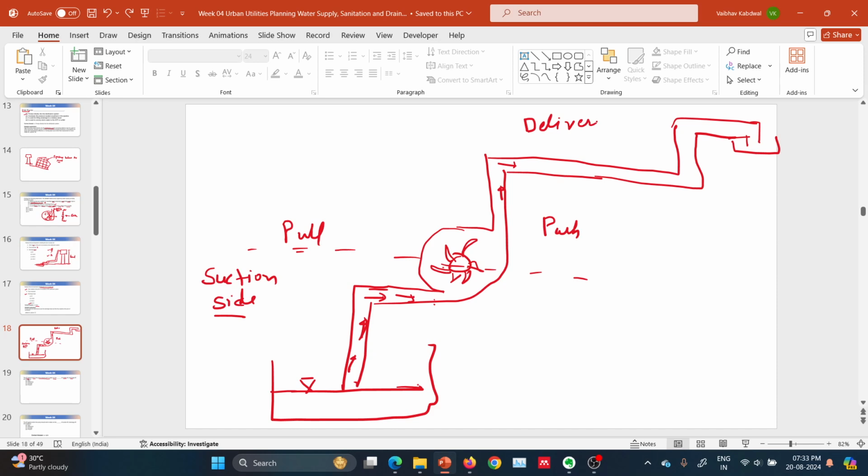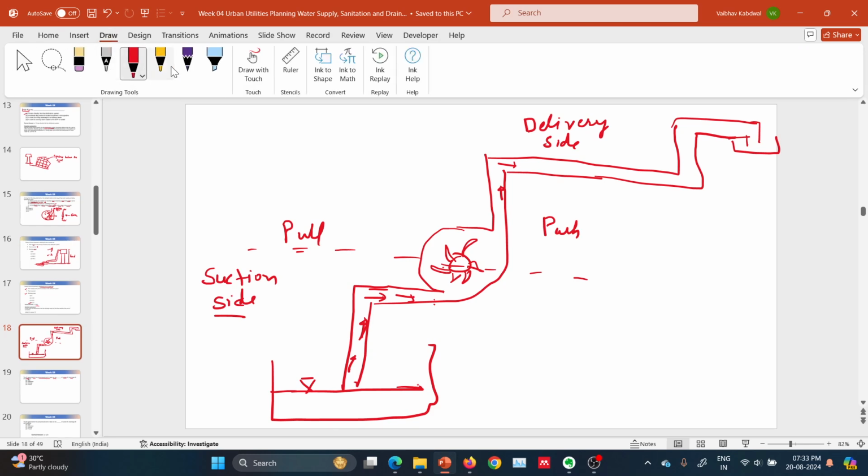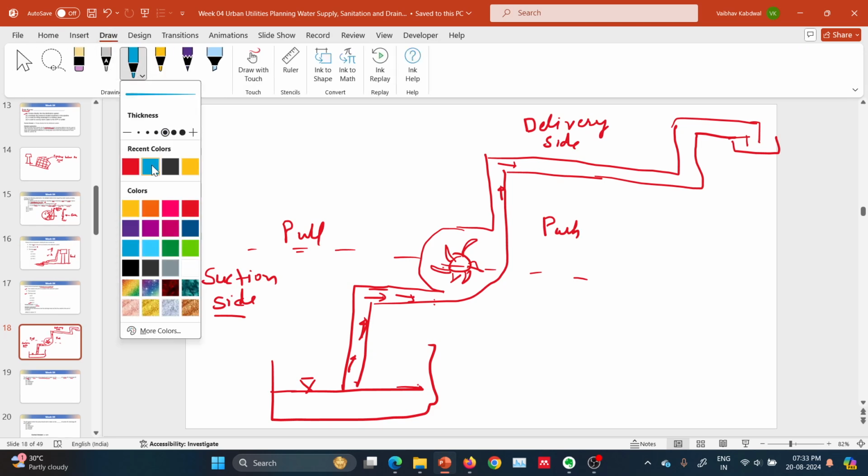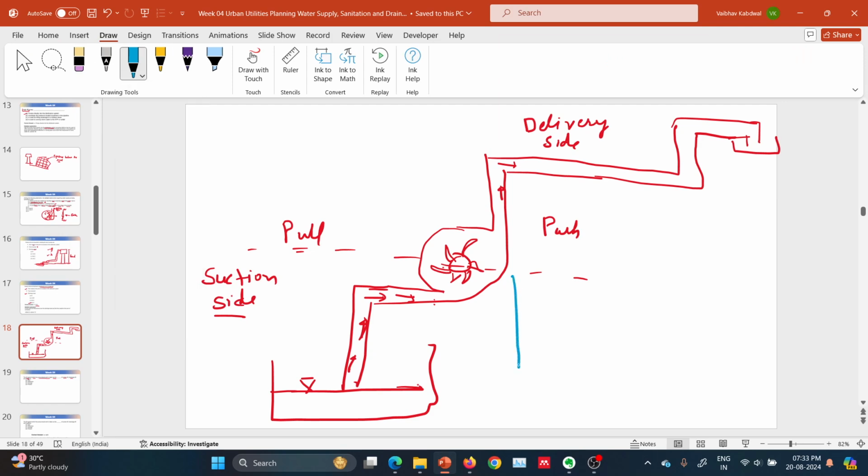It's called delivery side. So the head here, I will use a different color. This head is called suction head. From up to this level we need to supply whatever the head is here. This head is called delivery head. Delivery head, suction head. Okay.